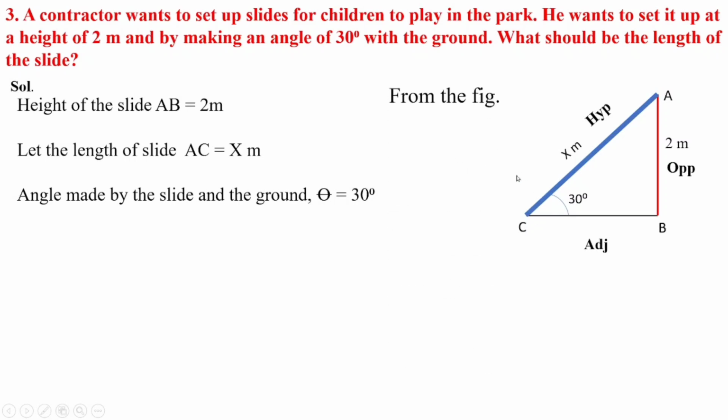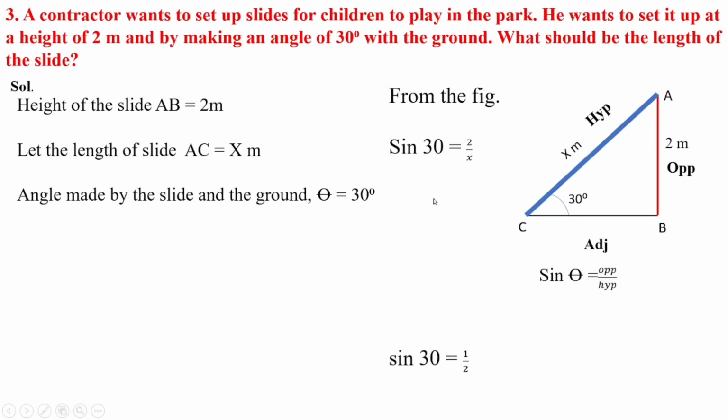Now from the figure, which trigonometric ratio should I take? I need to find the hypotenuse, and I know the opposite side. So the combination is hypotenuse and opposite, and I take sin theta. Sin theta is nothing but opposite by hypotenuse. If I substitute the values here, theta is 30, the opposite side is 2 meters, and the hypotenuse is x meters.